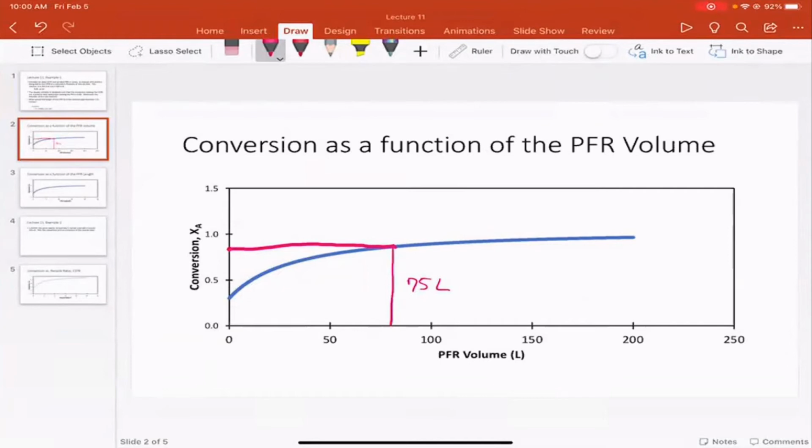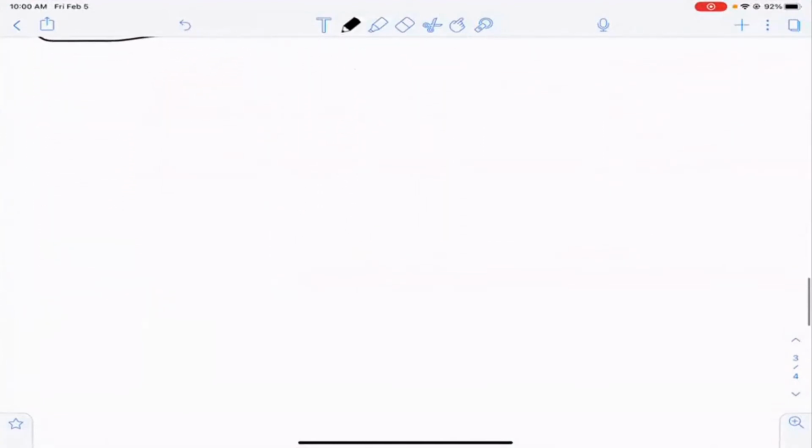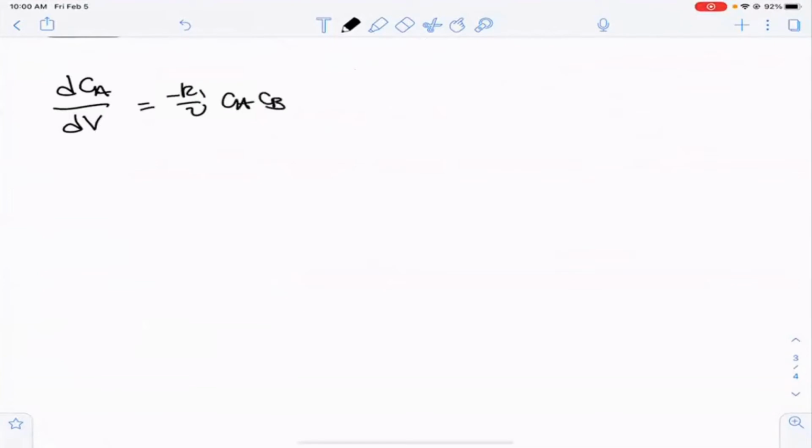But you don't have to use Euler's method here. So you can also do the integration and do this as a function of the conversion. And if we were to do that, we would start with the equation that we derived just a second ago, that dCA dV equals minus K1 over the volumetric flow rate times Ca times Cb. And of course, we've already written this before, that Ca is Ca0 times 1 minus x. That means that dCA is just equal to minus Ca0 dx.